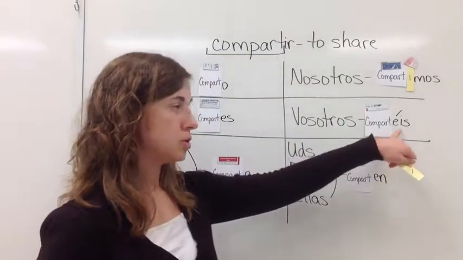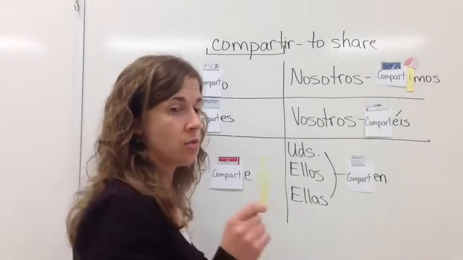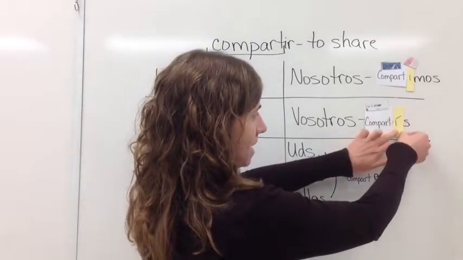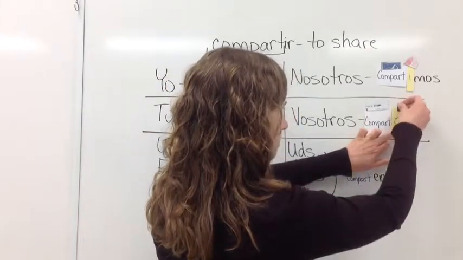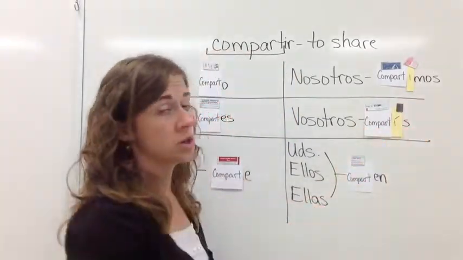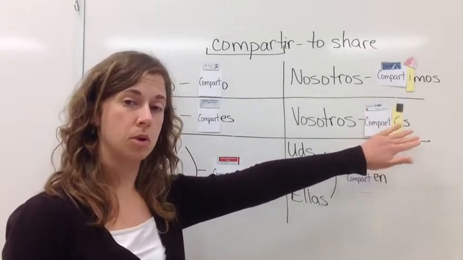With the vosotros, we are going to take out the E and the I and just have one vowel, just an I-S, which does have an accent mark. So vosotros always has an accent mark on its ending.